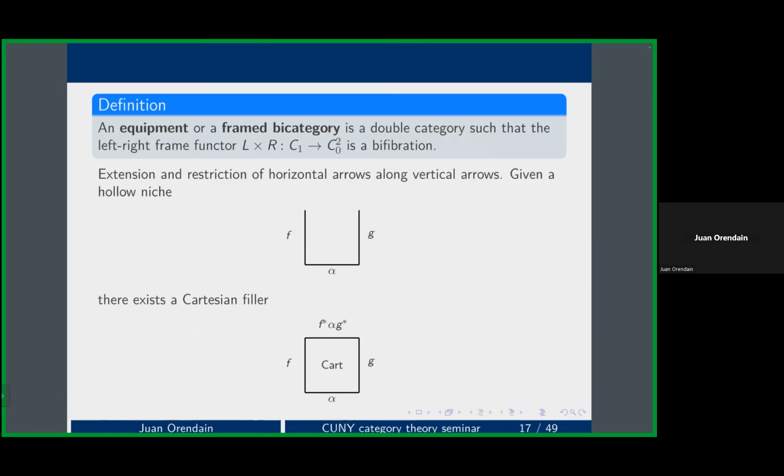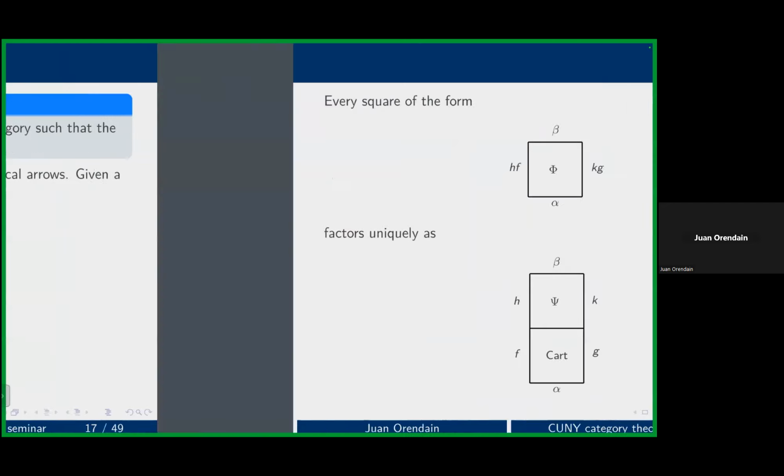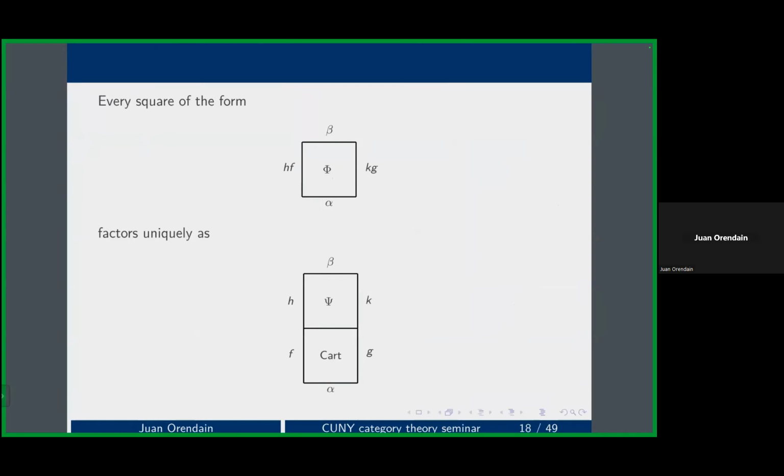Now, what does it mean for this square to be Cartesian? That means that if you have any square like this, so you have your niche alpha, and then you have F and G, and then you compose that with morphisms H and K, then you can decompose the square as a square of this form: the Cartesian square on F, G, alpha, now composed with another square with left and right frames H and K. And this decomposition is unique. So this is the fibration.